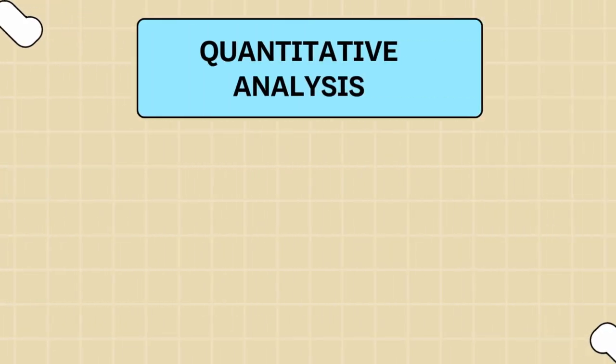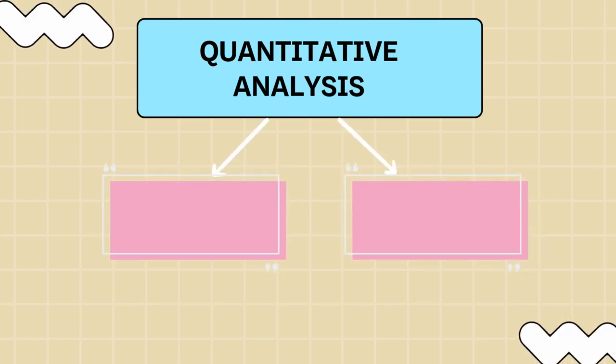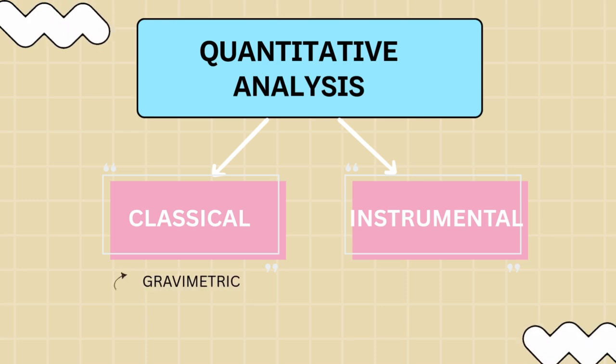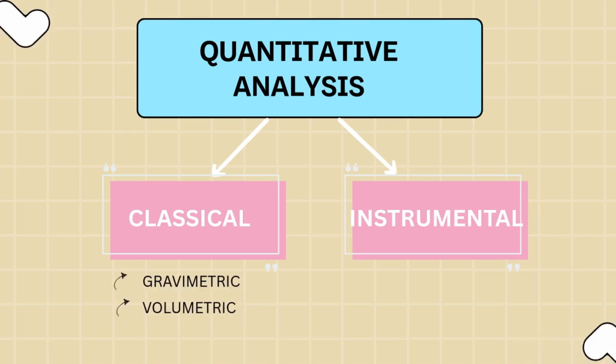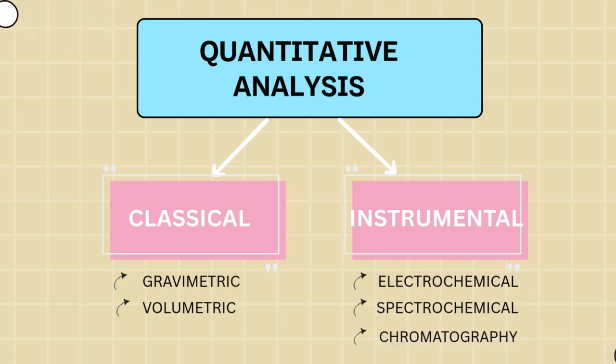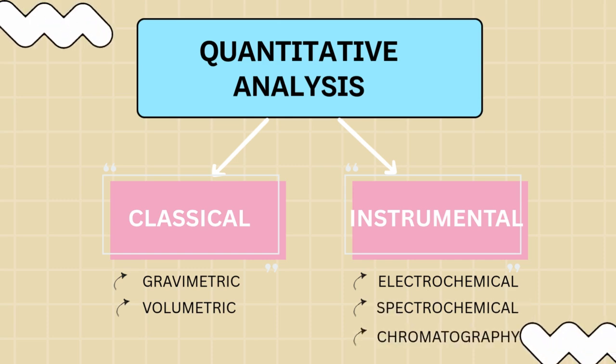Once we choose quantitative analysis, there are two main branches: classical and instrumental analysis. Classical methods include gravimetric, which measures mass, and volumetric, which uses titration to find volume. Instrumental methods are more modern. These include electrochemical, using electrical signals; spectrochemical, using light or color; and chromatographic, for separating substances in mixtures.